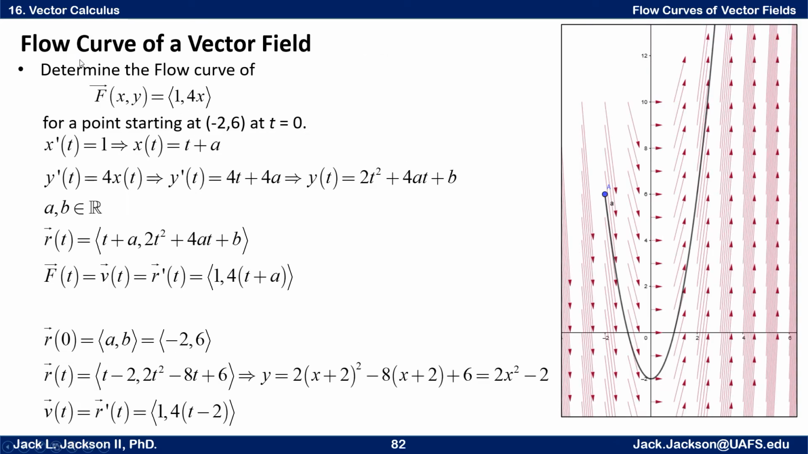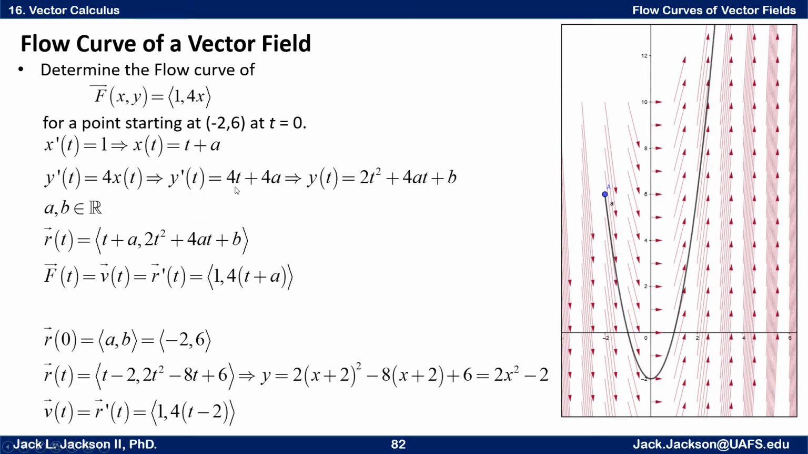So here's how we solve this. We know that if x prime of t is 1, when we do an antiderivative, we get t plus a. You want to think of this as a function of t. So it's t plus a, where a is some real number constant. Now y prime of t is 4 times the x. So substituting in, y prime of t is 4 times parentheses t plus a, which distribute the 4.